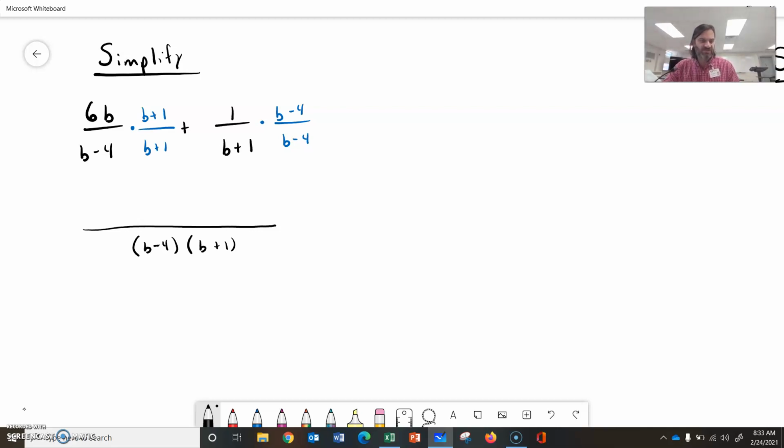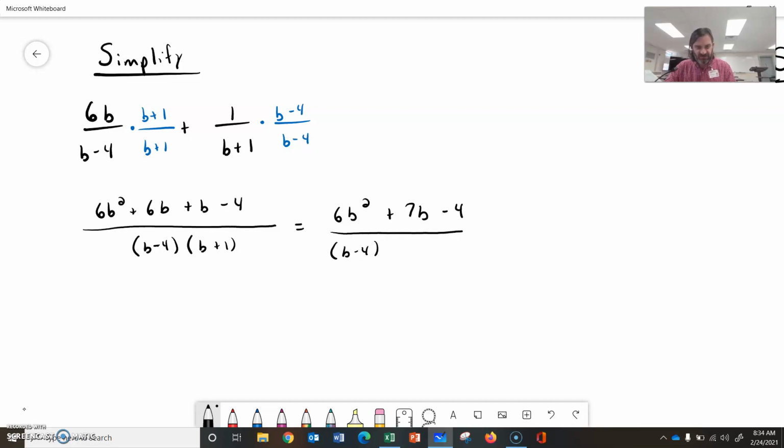So the first fraction we were multiplying 6b times b plus 1, so I'm going to distribute that. So it'll be 6b squared plus 6b. And the other one was 1 times b minus 4, so it'll be plus b minus 4. So let's see here. In that case, what do we have? We get 6b squared plus 7b minus 4 all over b minus 4 times b plus 1. And I don't think anything is going to cancel here.